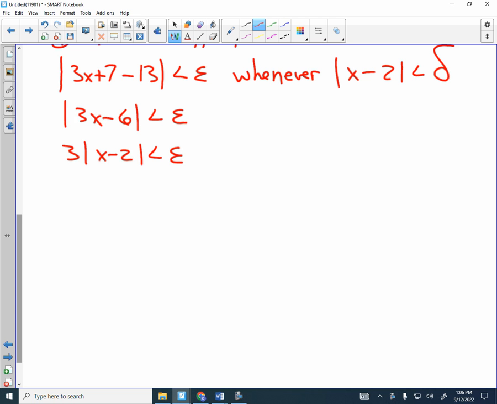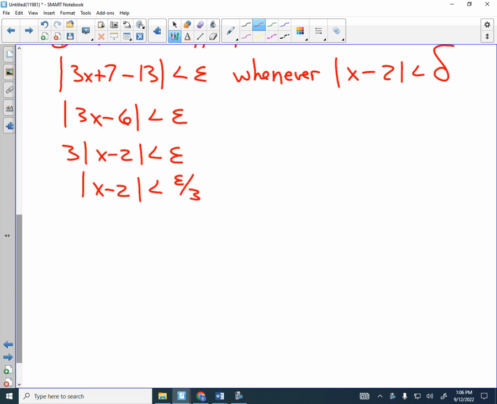Does everybody see how that actually looks a little bit more similar to that? And if I divide both sides by 3, I get the absolute value of x minus 2 is less than epsilon over 3. In fact, if you look at this, the epsilon over 3 looks like it's in the same spot as the delta, doesn't it? So you may want to guess what we should choose for our delta. Epsilon over 3.